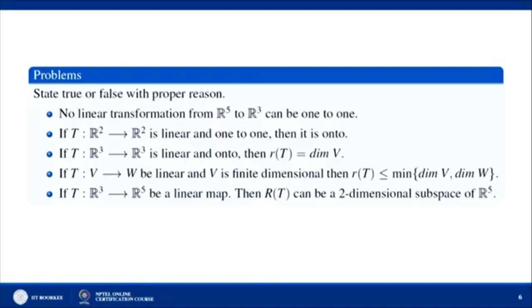So the statement is false. Yeah, the statement is true: no linear transformation. So the first statement is true. Now, the second one: if T from R2 to R2 is linear and 1 to 1, then it is onto. You see, here T is from R2 to R2, it is V, it is W. So the dimension of V is 2, and the dimension of W is 2.